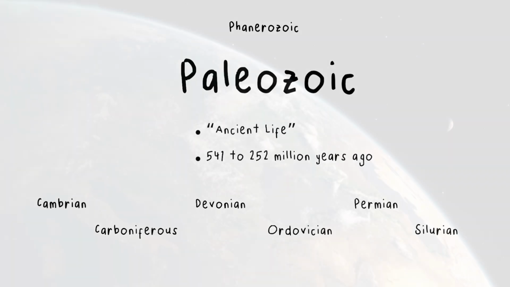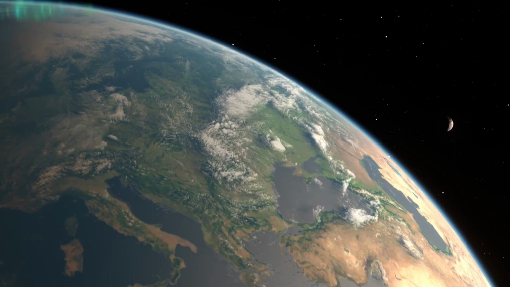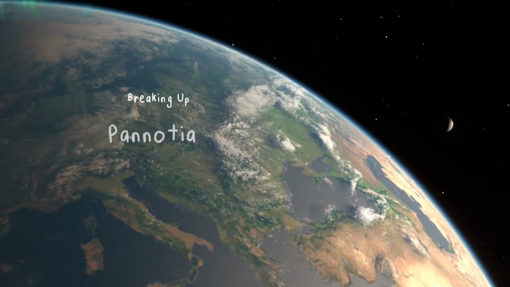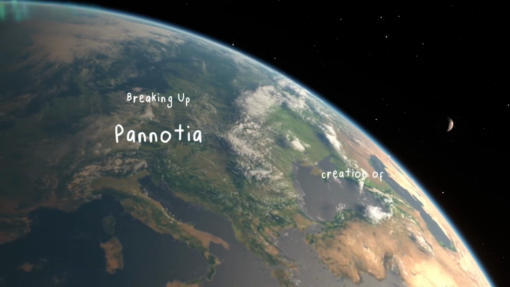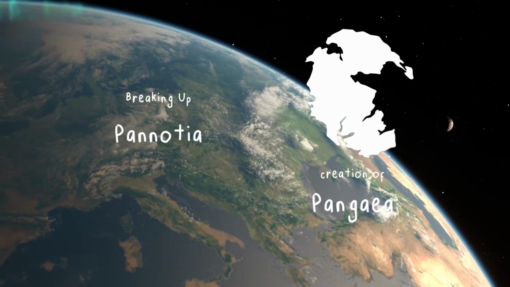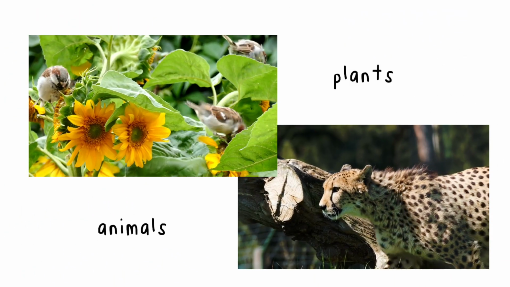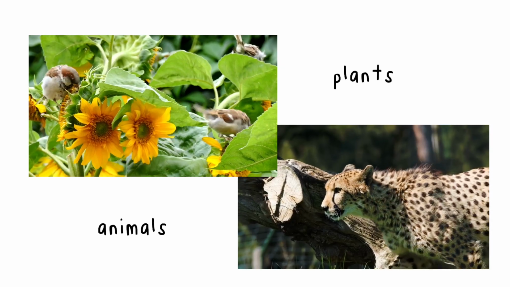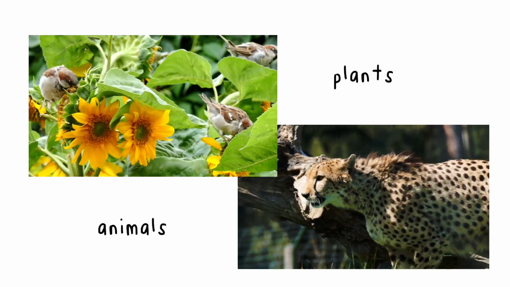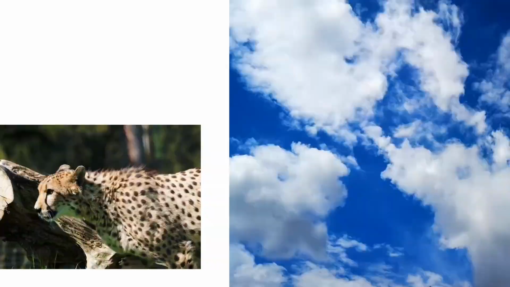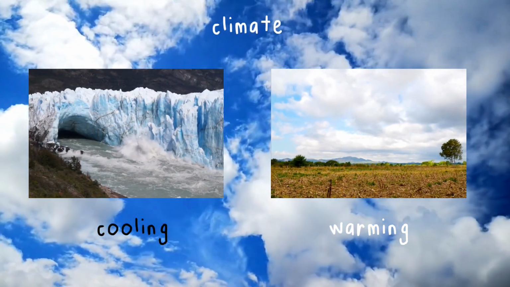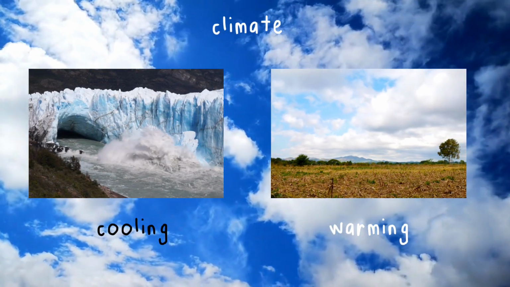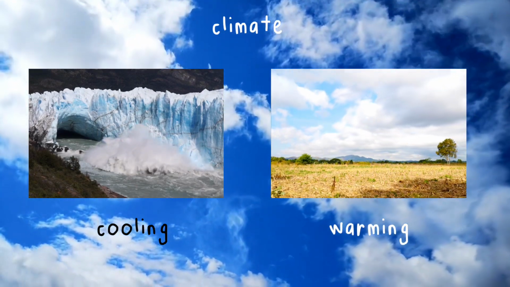There are major events that happened in this era, such as the breaking up of Pannotia and the creation of Pangaea. There are several developments of plants and animals in this era due to the events of the periods that are included in this era. There are dramatic changes in the climate of this era, such as the cooling and warming of the global climate.